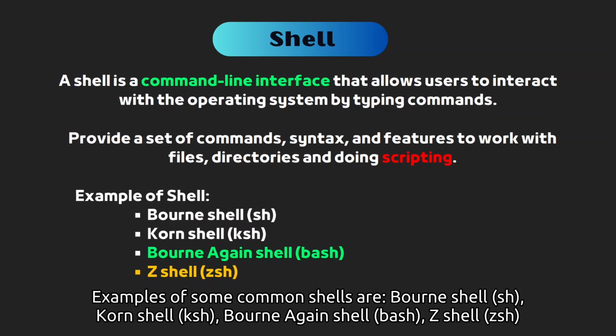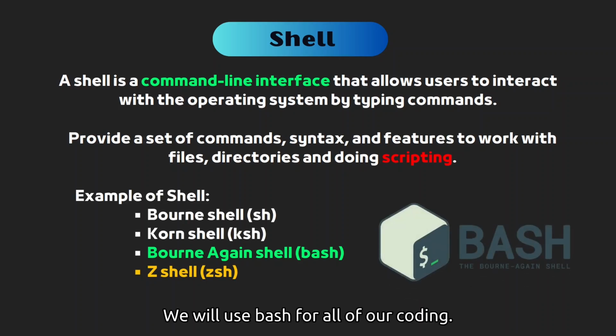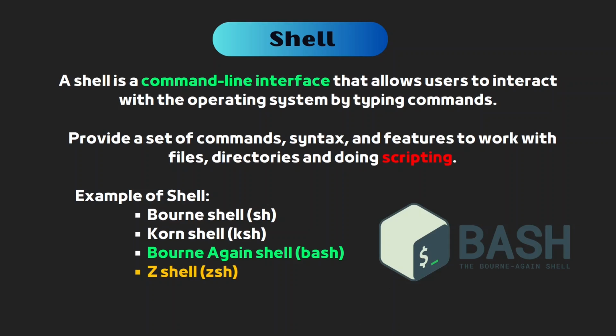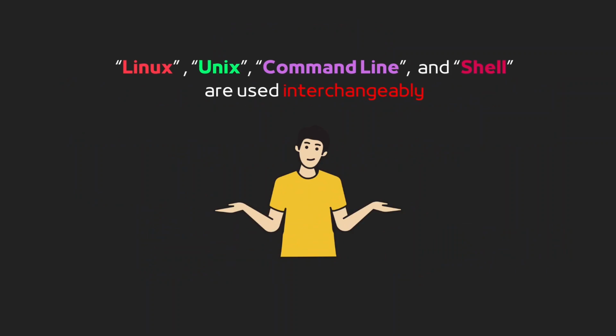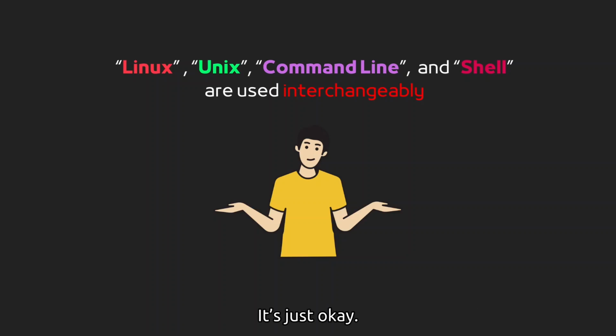Examples of some common shells are Bourne shell, Korn shell, Bourne Again shell, and C shell. We will use Bash for all of our coding, and by default macOS has Z shell. I will show you how to change that to Bash shell. You can use Linux, Unix, command line, and shell interchangeably. It's just okay.